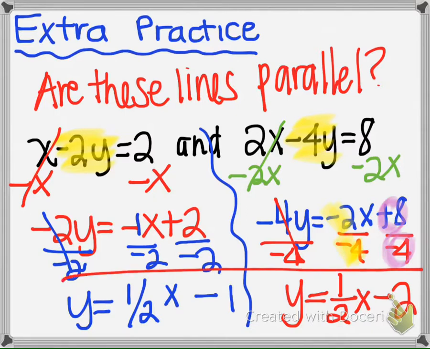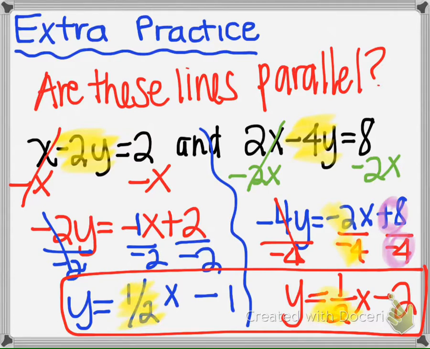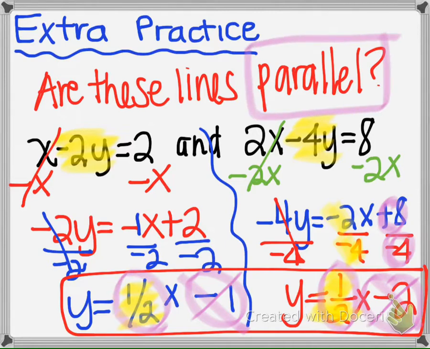Okay, so now that we have the two equations, if we look in front of the x, we can now see they are the same. Again, this number does not matter. This number does not matter. But because the number in front of the x is the same for both of them, then we know that yes, the lines are parallel.